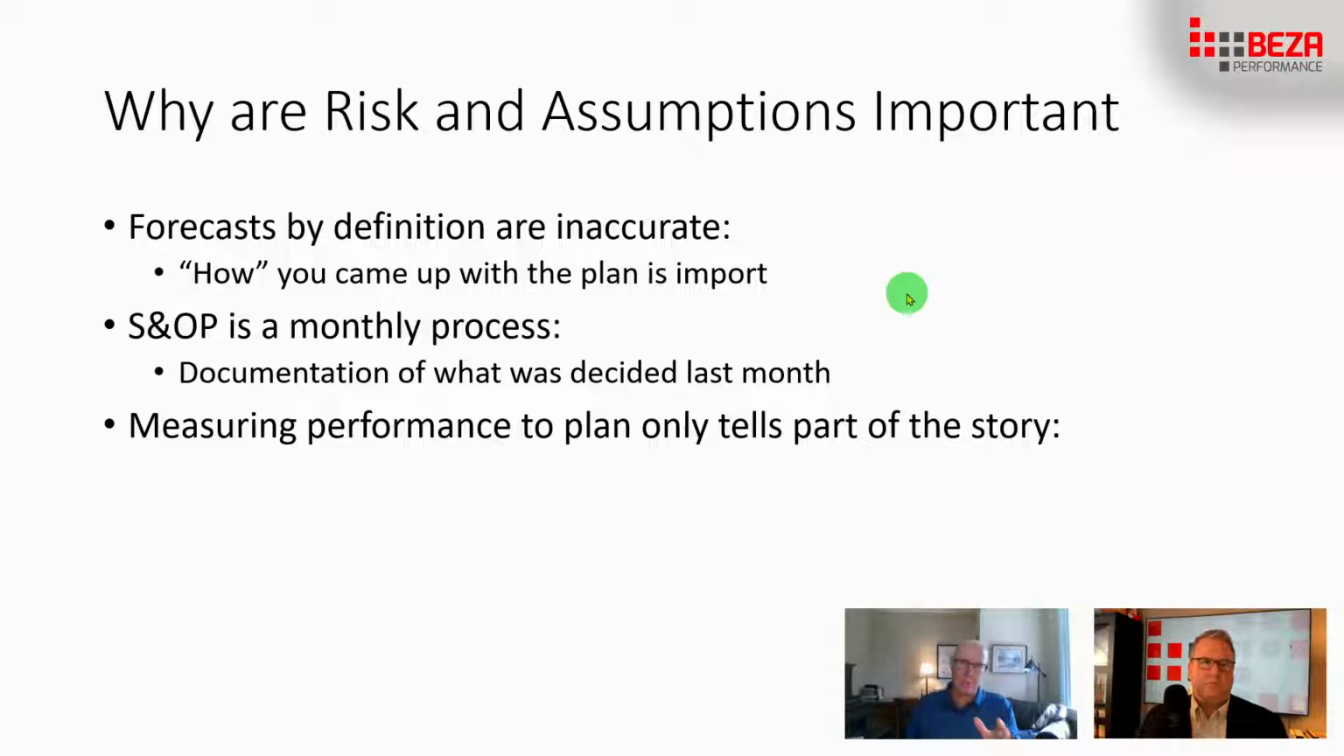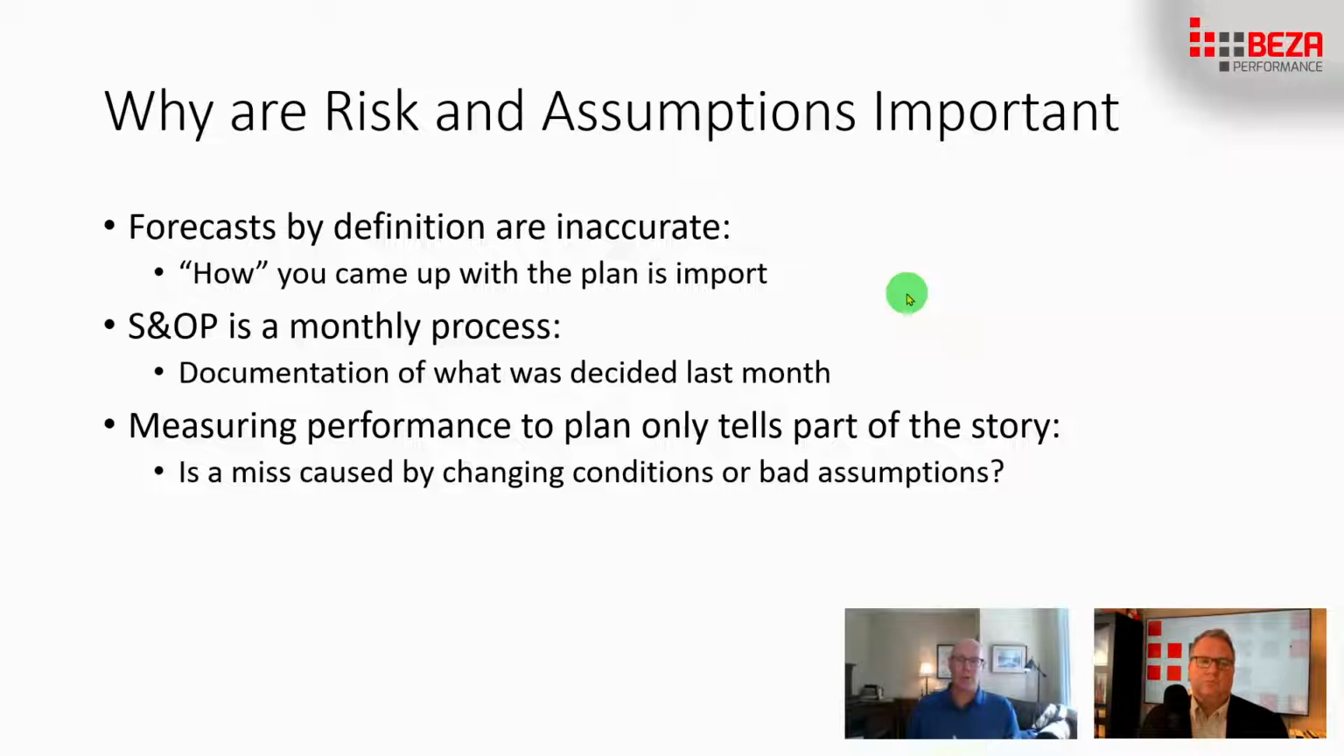The other part, and we've talked about this in the past, comes back to why a formalized risk and assumption process is important: we always want to be measuring our performance to the plan. We talked about that in terms of bookings. We said, what is your bookings call? What is the plan you have for the month? What actually happened in bookings in terms of the numbers? Same thing from a shipment standpoint, and same thing from a supply standpoint. But measuring performance to the plan in those numbers only tells part of the story. We really want to understand, is the reason we missed something because things changed drastically from last month, or did we make some bad assumptions in the plan?